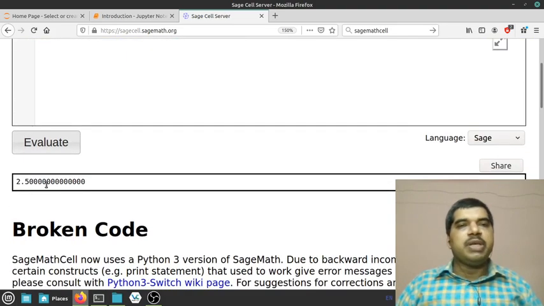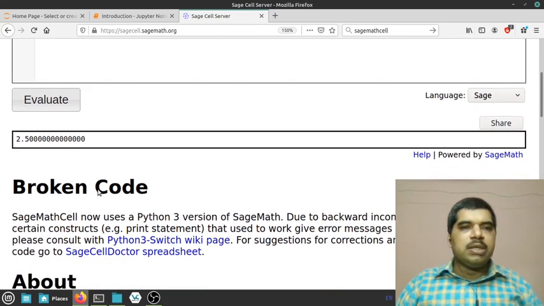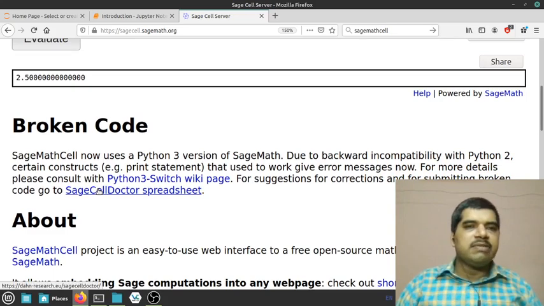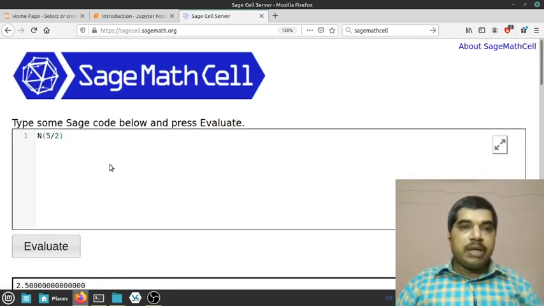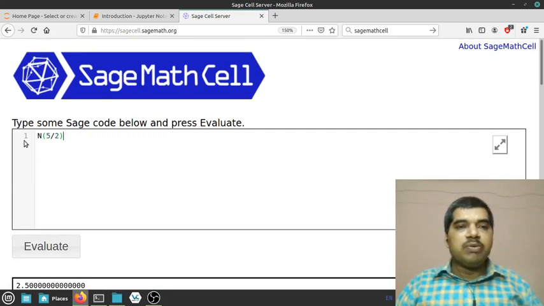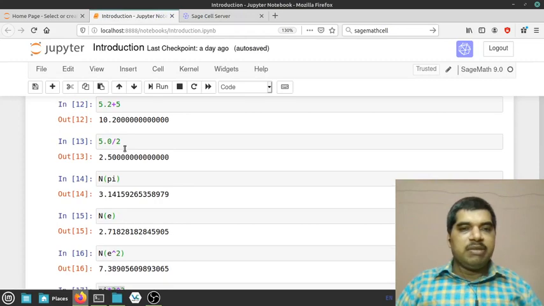the output comes here, but after some time, it's not that fast as the installation in the local machine. So output comes here, but the difference between a locally installed Jupyter notebook and SageMath Cell, Sage Cell server, is that there is only one input box available. So if you want to try one more command, you may have to remove this command, then you have to type the new command. That's the difficulty here.